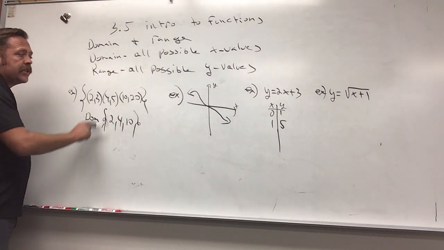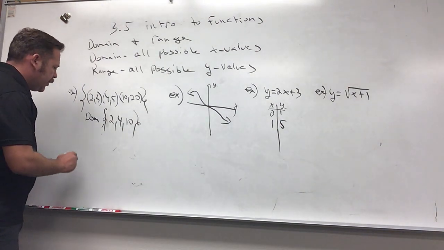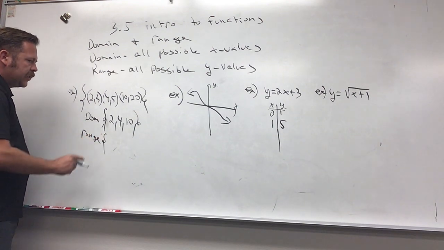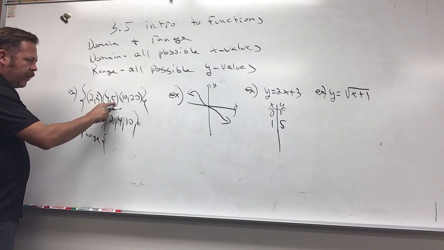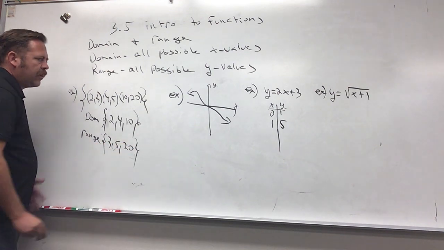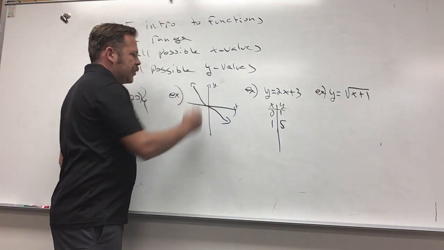Okay, and the range is all possible y values. So the range would be {3, 5, 20}. That's pretty easy, right? Listing all the x values and the y values. Nobody saw this, but I'm changing that just a little bit.